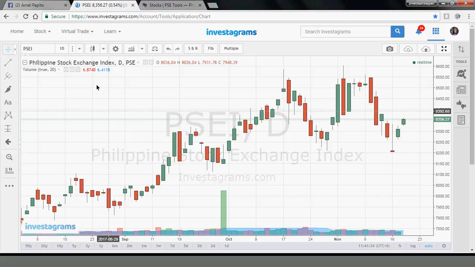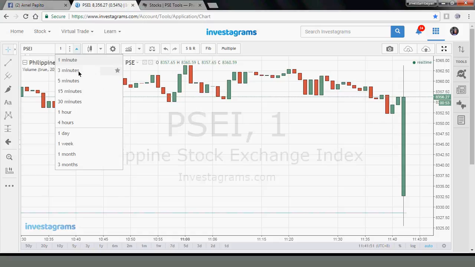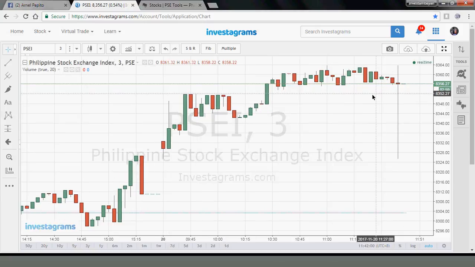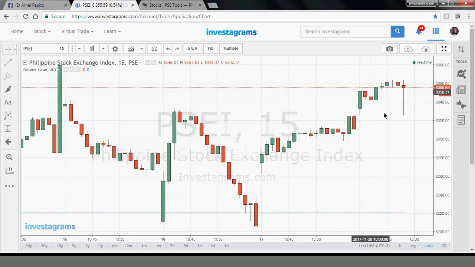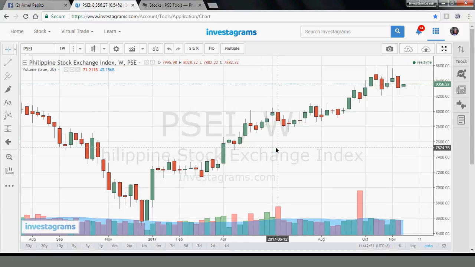Basically, you can change this kung 1 minute changes per minute on this. So ito kasi per minute. So every 3 minutes, so makikita natin dito iba-iba yung results na nakikita dito. For example, 15 minutes. So every 15 minutes mo makikita, it stands for 15 minutes. Kung gusto mo ng larger time frame or makikita mo for the past 5 years or the past 3 years, change mo lang dito sa weekly.